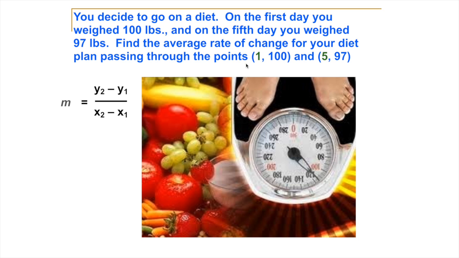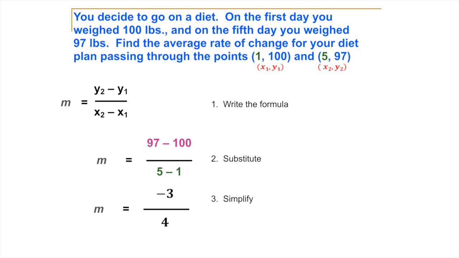But on the first day, day 1, you weighed 100 pounds. On the 5th day, day 5, you weighed 97 pounds. So we need to just calculate the average rate of change. Go ahead and do that now. Push pause. After you've obtained the slope on this one, come on back and push play. Check your answers here. Should have been negative 3/4 is your slope.